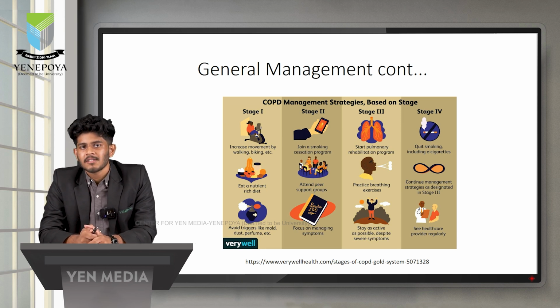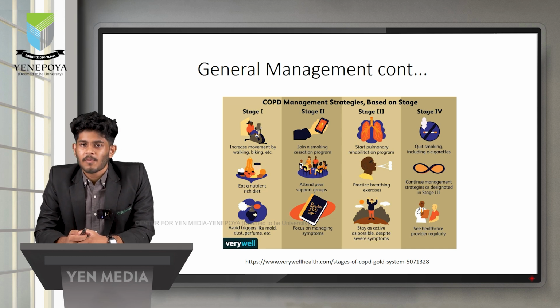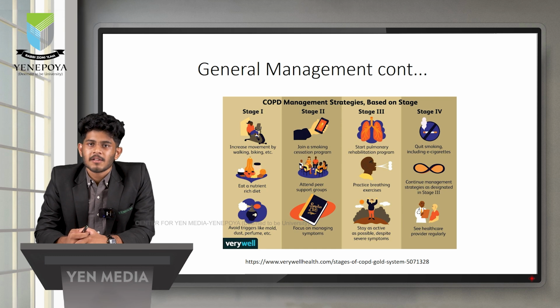For a stage 2 patient, we would recommend the patient to join a smoking cessation program, attend peer support groups, and focus on managing the symptoms. In stage 3, we will ask the patient to start a pulmonary rehabilitation program, practice breathing exercises, and stay as active as possible despite the symptoms. In stage 4, we will ask the patient to quit smoking, including e-cigarettes, continue management strategies as designated in stage 3, and see the healthcare provider regularly.